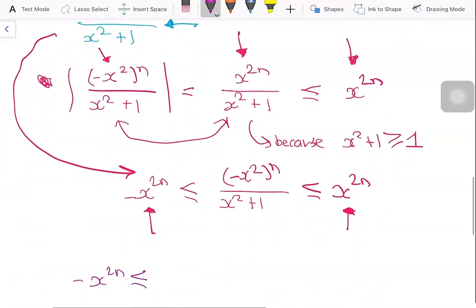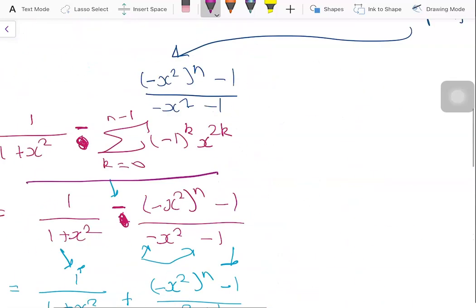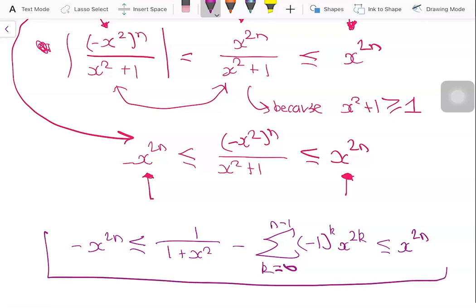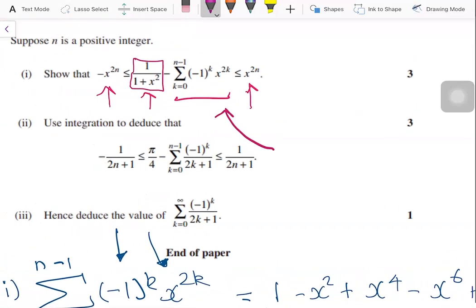So we have 1 over 1 plus x squared minus the sum of k equals 0 to n minus 1 of negative 1 to the k and x to the 2k. And we have at most x to the 2n. And this is what we were required to prove in the first part. So if you just have a look at the first part, that was what we were required to prove. So that completes the first part.